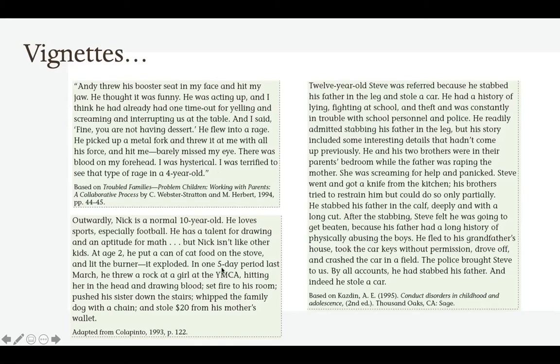Here it says, in one 5-day period last March, he threw a rock at a girl at the YMCA, hitting her in the head and drawing blood, set fire to his room, pushed his sister down the stairs, whipped the family dog with a chain, and stole $20 from his mother's wallet. So again, this was talking about some of those different things in the DSM: inflicting pain on other people, liking to set fires to property, animal cruelty, stealing, these kinds of things that could lead, of course, to more conduct problems and more legal problems later on in life.